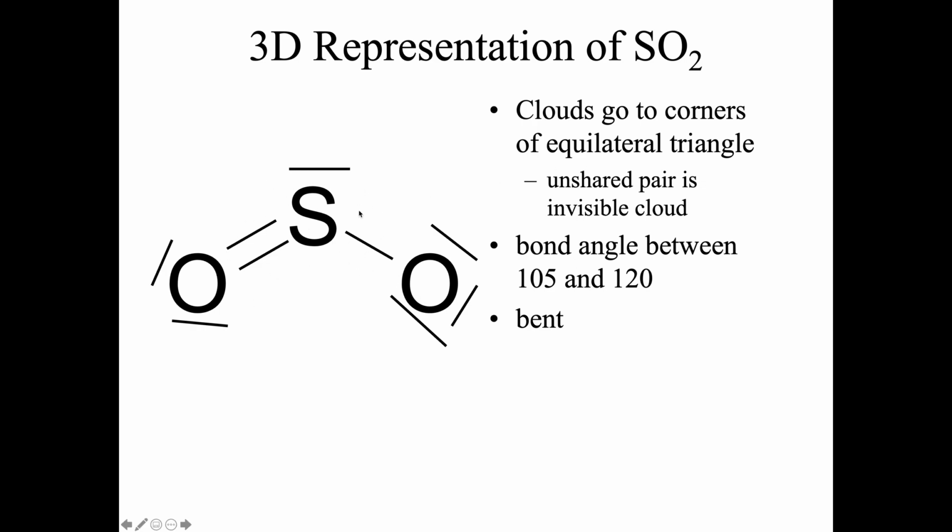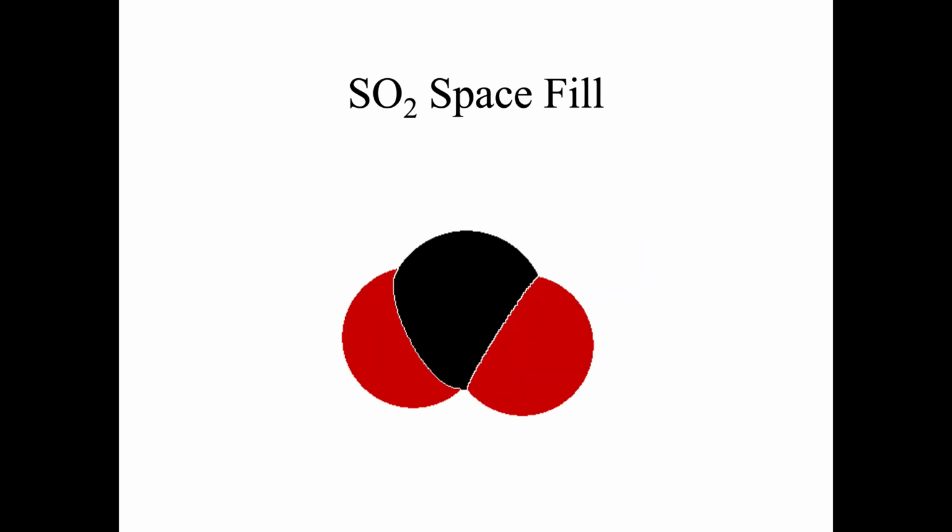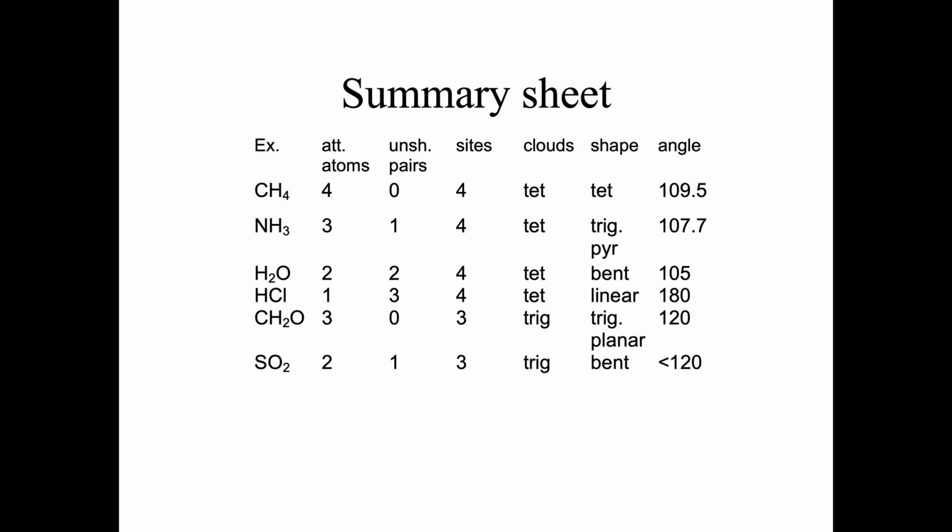It's not bent the same as water, though. If you remember, water had the bond angle of 105. This has a bond angle of about 117, actually. We'll talk about why it's not bent as much as water. Maybe you can figure it out on your own, but I'll let you think about it for a moment as I go through these slides. All right, so again, there's no wedges and dashes here. There's your space fill. It looks kind of like water, but it's a little bit more open.